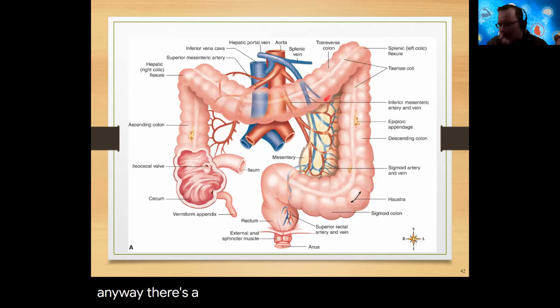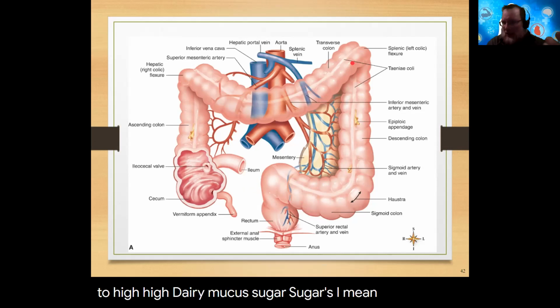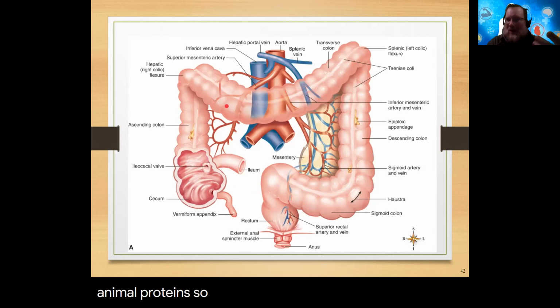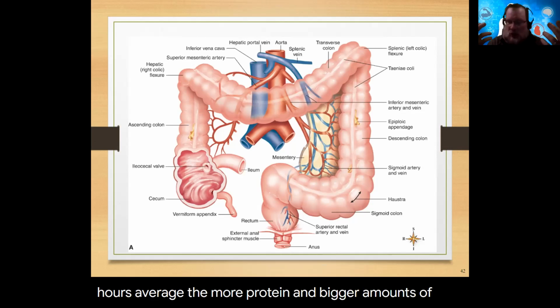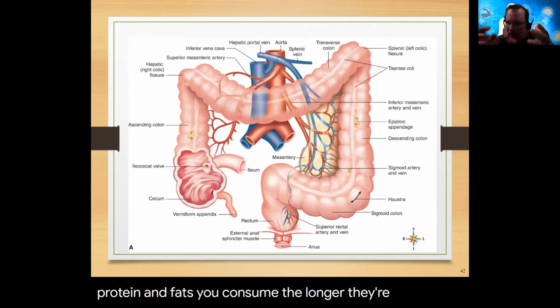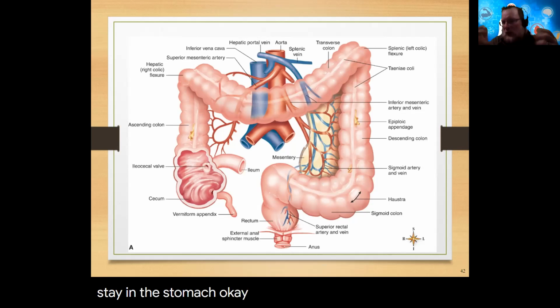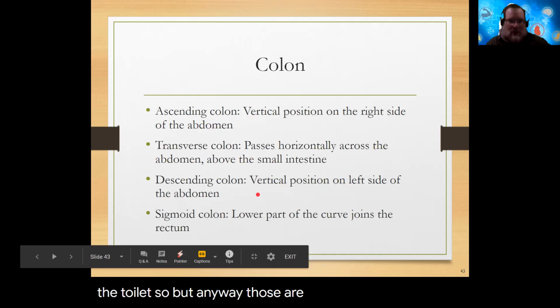There are a lot of different factors, but high sugar diets, dairy, mucus, processed sugars, and excessive animal proteins, so all the yummy stuff, if you eat too much of it, can cause constipation. Generally, food stays in the stomach for 2 to 6 hours, maybe around 4 hours on average. The more protein and fats you consume, the longer they're going to stay in the stomach, so it's going to take longer to get to the toilet. Those are some of your time mechanisms.